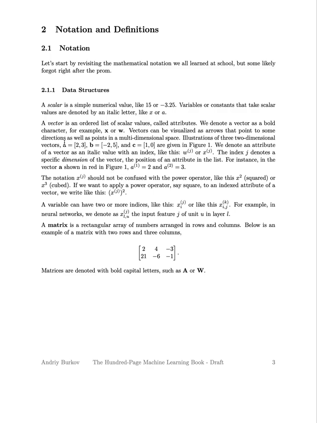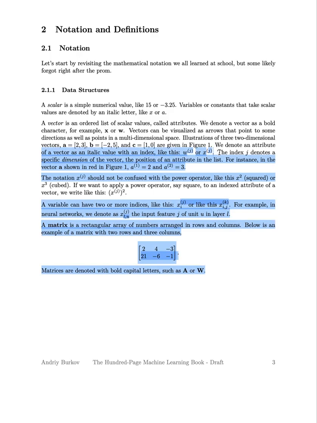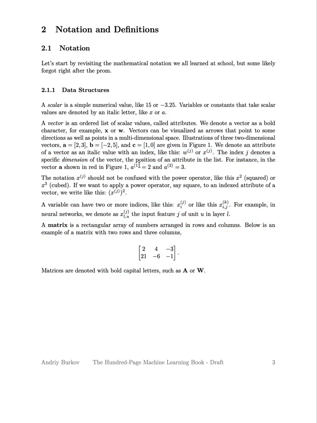So if we have a vector, and this superscript, it's known as an index actually. If we have this raised value, for example a raised to 1, this simply means a index 1. So that means the first attribute, which in the case of a is 2. The second attribute, so if you have a raised to 2, will be 3. For b, the first attribute will be minus 2, and so on.